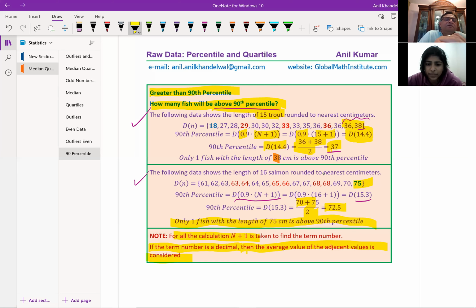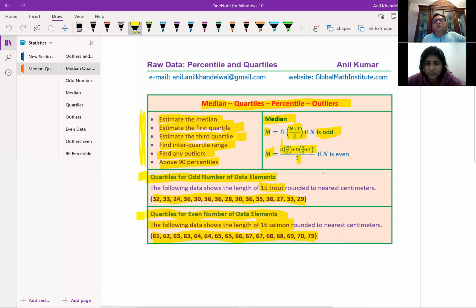All right. So with this, we come to an end of how we work with raw data. This is discrete data where we have found the medians, the quartiles, outliers, and calculated percentile and answered many similar questions. I hope all the concepts are absolutely clear. So, Amy, can you please summarize what we have learned today?